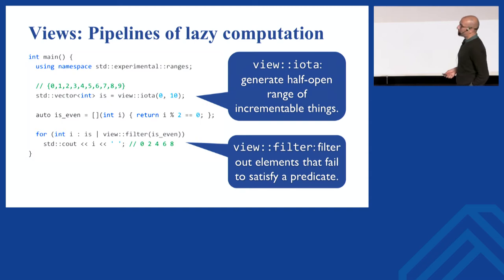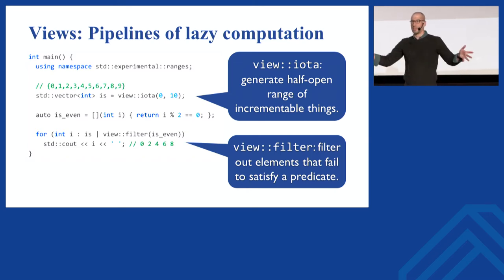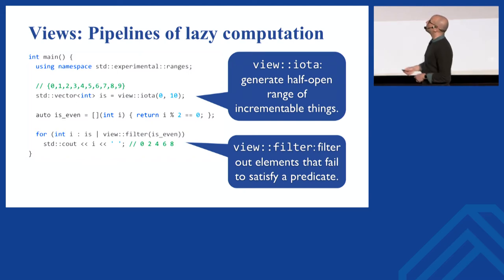In particular, this is the big one. Once you have ranges, you really want to be able to compose ranges. So you want to build lazy pipelines of transformations over your data. For instance, you want the ability to say, I want to filter this range, and I want this to happen lazily and on demand as I traverse it, filtering out all of the elements for which this predicate fails to return true. So drop all of the elements that are not even and print out 0, 2, 4, 6, 8.